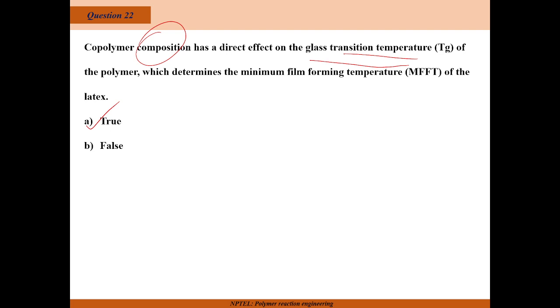So what I understand from this question is definitely the copolymer composition will have an effect on the nature of the polymer itself. So definitely that will affect the value of the glass transition temperature itself. As far as I understood, the composition has a very good role in deciding this glass transition temperature, and hence the answer is true.